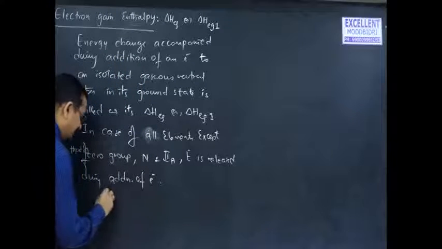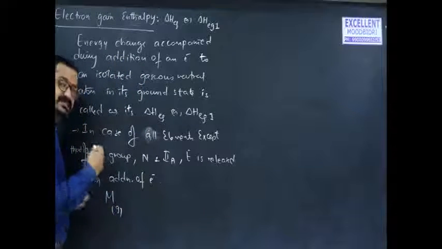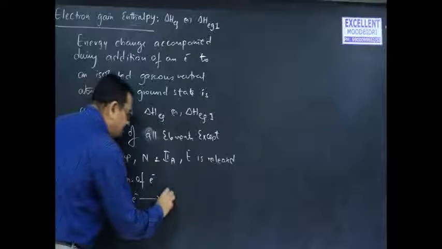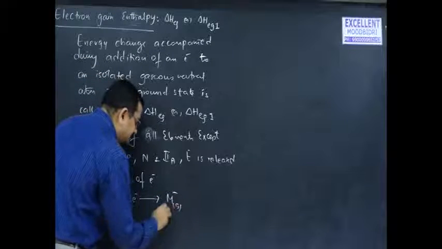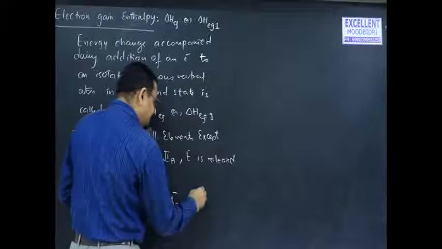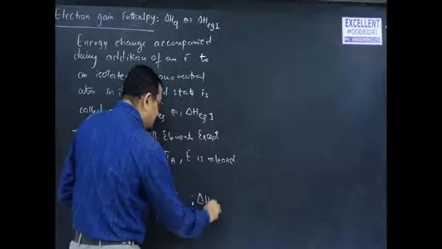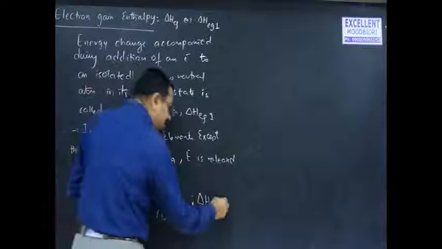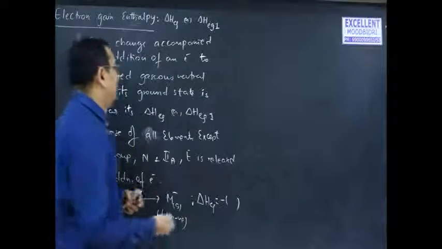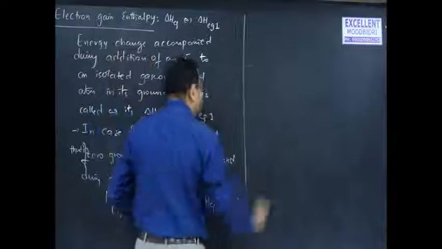Suppose M is a gaseous neutral atom in its ground state, to which an electron is added to give a uni-negative gaseous ion. Energy released is called electron gain enthalpy. As it is exothermic in nature, it is given a negative sign.